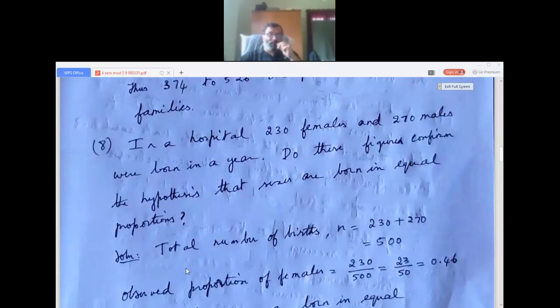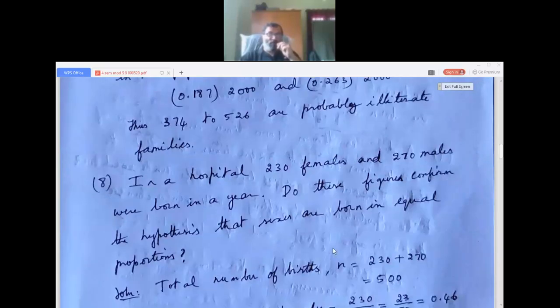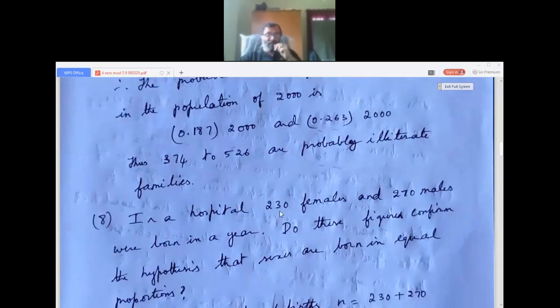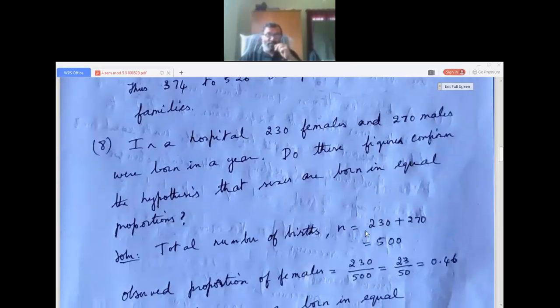So, solution. First we find the total number of births. I hope you understood the question. We have to confirm whether these figures confirm the hypothesis that male and female are born in equal proportions. You have to confirm by the test, whether it is less than 2.58 or greater than 2.58, like that. Total number of births, n equals 230 plus 270, that is 500.